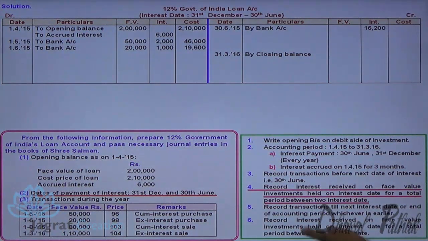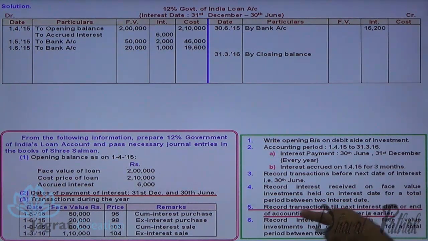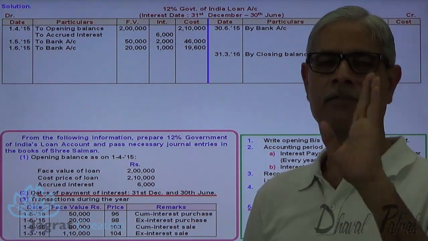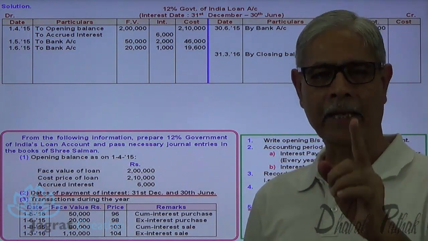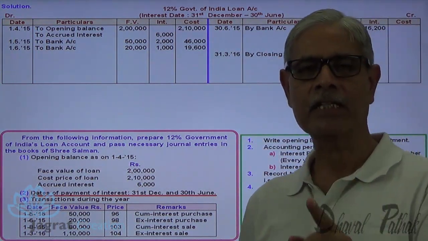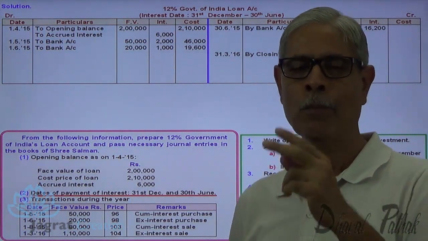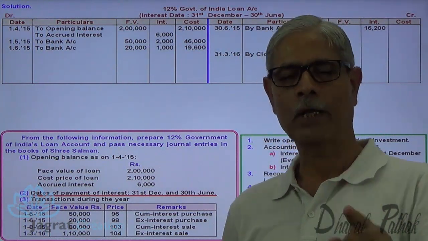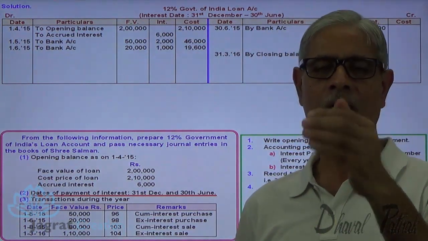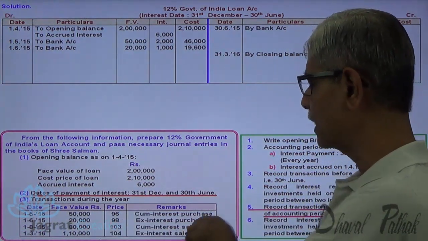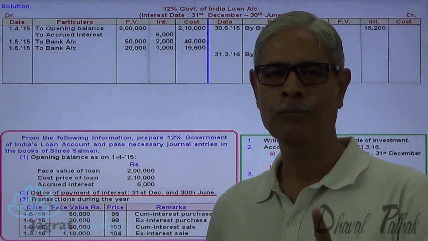Now next, record transaction till the next date of interest or the end of the accounting period, whichever is earlier. Now next date of interest is 31st of December. Accounting period ends on 31st of March 2016. Next interest date is 31st December 2015. Whichever is earlier, because 31st December 2015 is earlier. So record all the transactions between 30th June to 31st of December. That transaction, that is this 80,000, is a cum-interest sales transaction, that I will record.